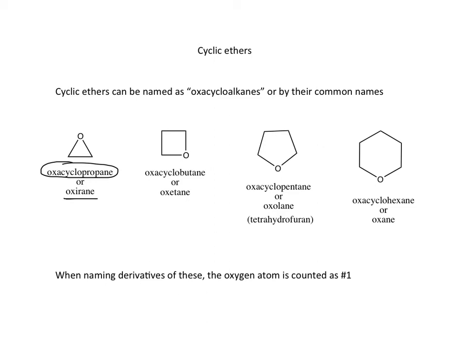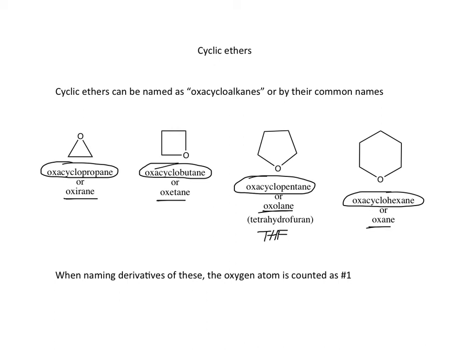The 4-membered ring, oxacyclobutane. Its common name, oxetane. 5-membered ring, seeing the trend, oxacyclopentane. Its common name, oxolane. It's also the solvent tetrahydrofuran. We've seen it a lot in reactions. That's the infamous THF. Then 6-membered ring, oxacyclohexane, or oxane is its common name.